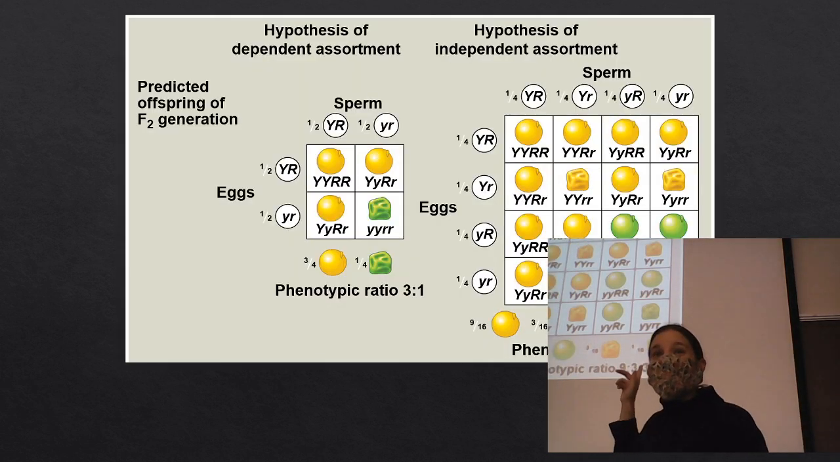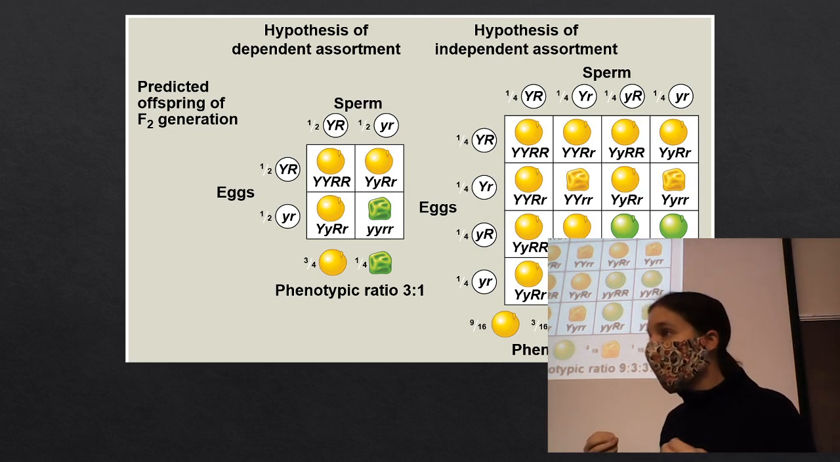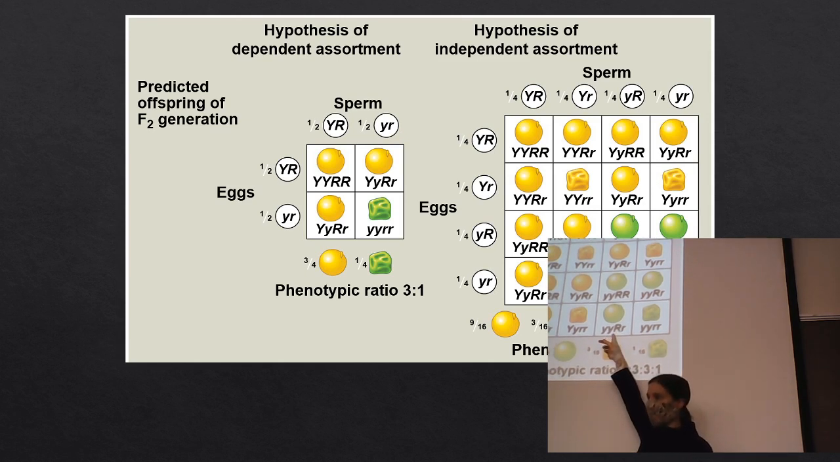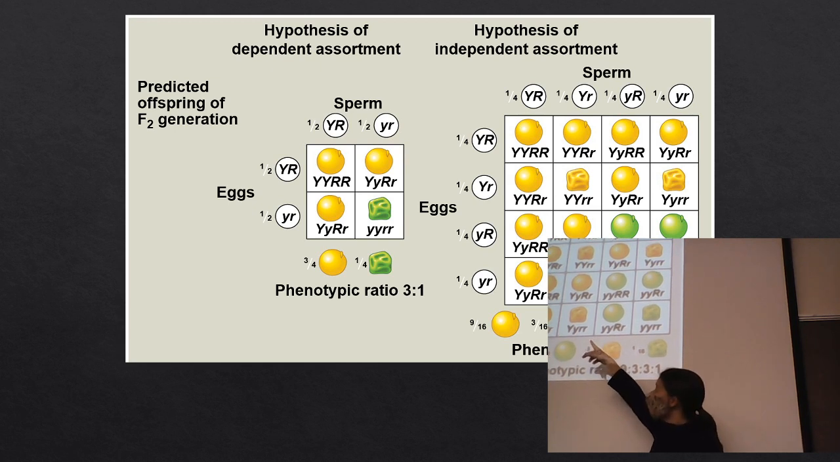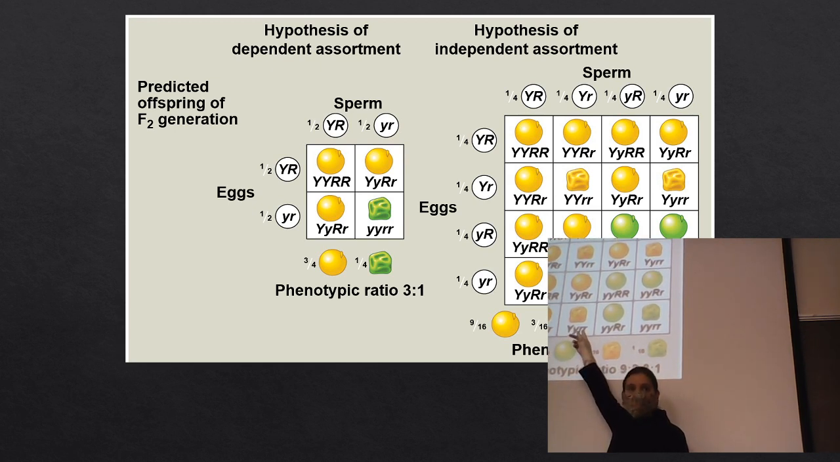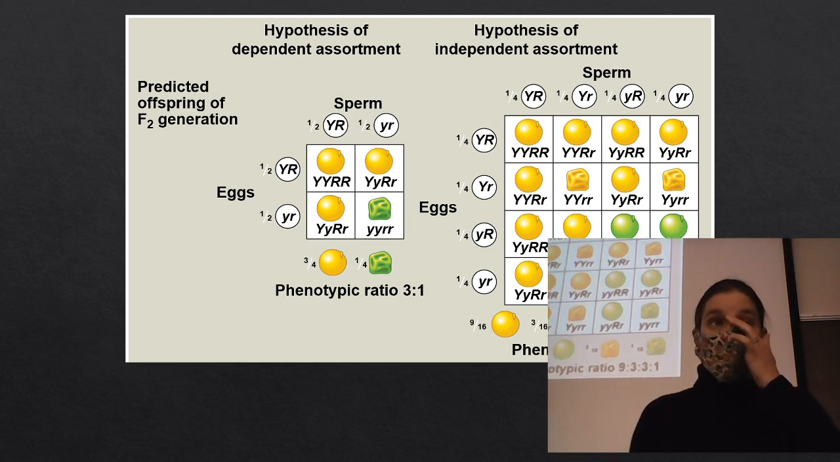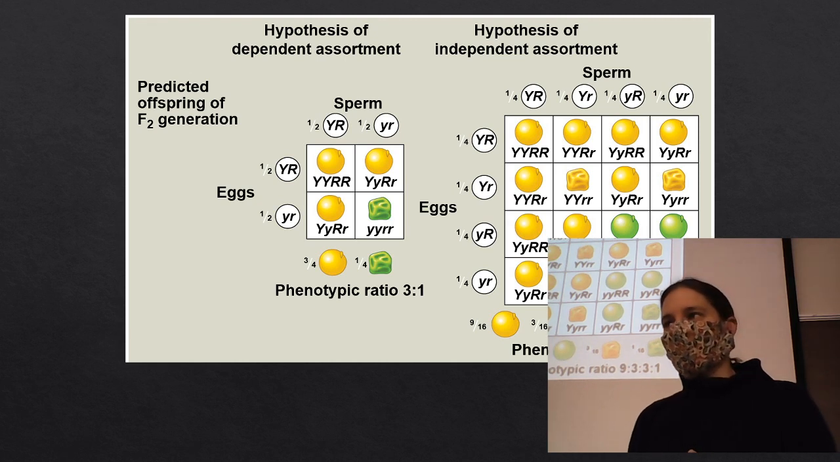If these alleles separate independent of each other, you can end up with things like this, a green round pea that you never had before. We're cool with this? Or this yellow wrinkly pea. We've never seen a yellow wrinkly pea before. Okay, this? Based on the amount of time I've been yapping about this one, any guesses which one actually is how it works?